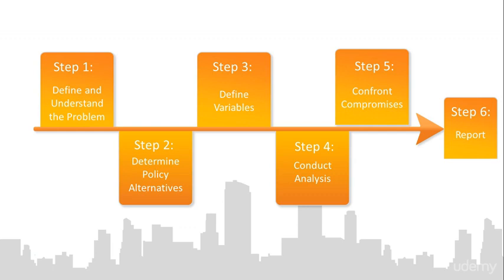Okay. We define our variables. How do we define success? Do we look at this policy through the lens of economics only, social costs, or are there some other costs or variables that we can look at to analyze this policy?